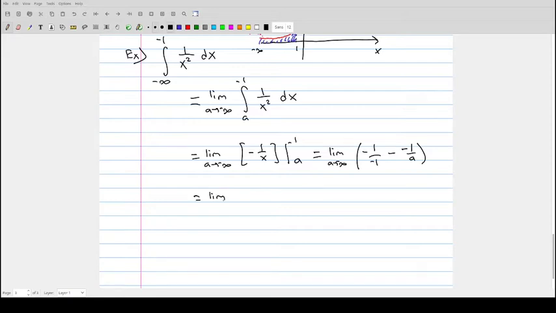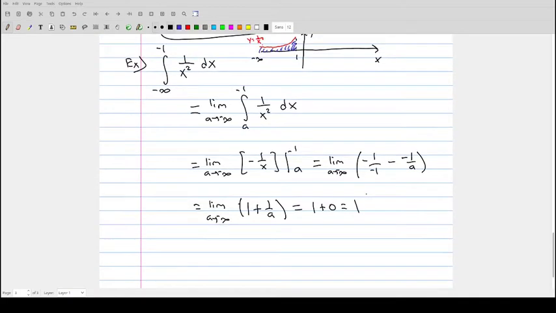This is going to be the limit as a goes to negative infinity of 1 plus 1 over a, and 1 over a goes to 0 as a goes to negative infinity. This is going to be 1 plus 0, or 1. Which means that this improper integral, the improper integral of this function from negative infinity to negative 1, converges, and it exactly converges to positive 1.